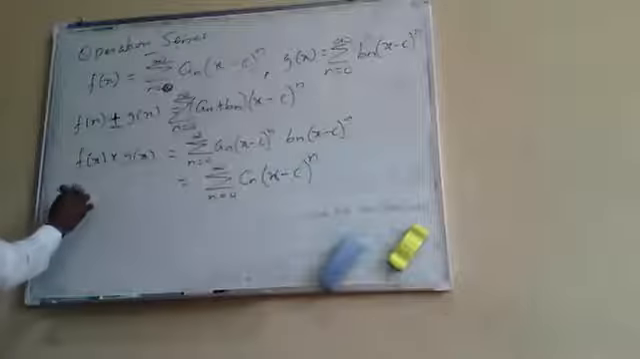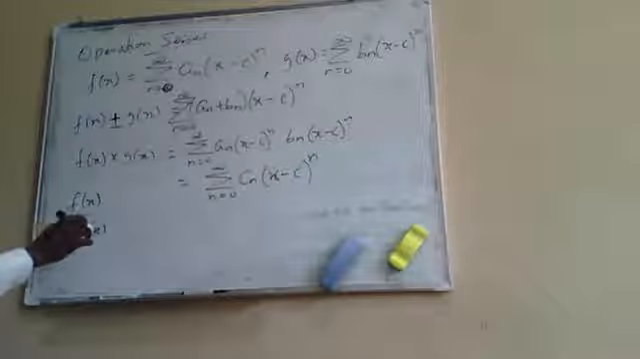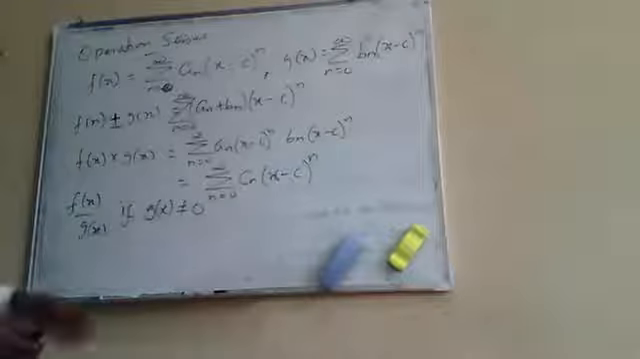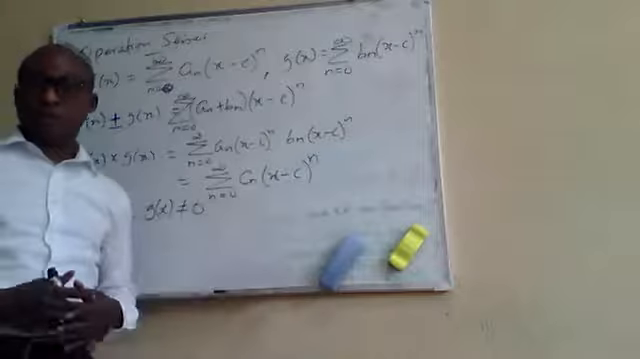Also, we can carry out division of series. You can say f of x divided by g of x, if g of x is not equal to 0. So if g of x is not equal to 0, then we can also divide series. So these are basic operations that can be carried out on series.